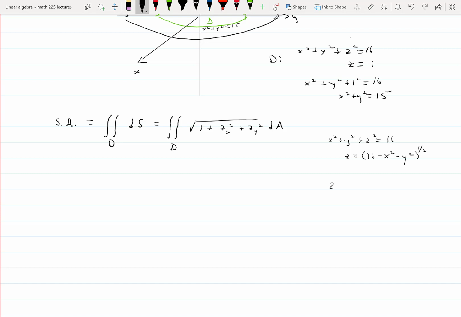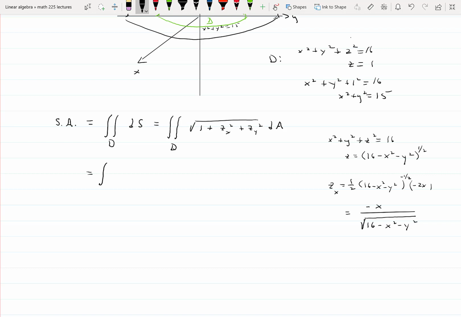So what is z sub x? Z sub x is 1/2 times 16 minus x squared minus y squared to the negative 1/2, times, by the chain rule, the partial derivative of the inside with respect to x. So this is negative x over the square root of 16 minus x squared minus y squared. Now the partial of z with respect to y will be very similar. It will just contain negative y in the numerator, so I really don't have to do that separately. So let's continue with this.